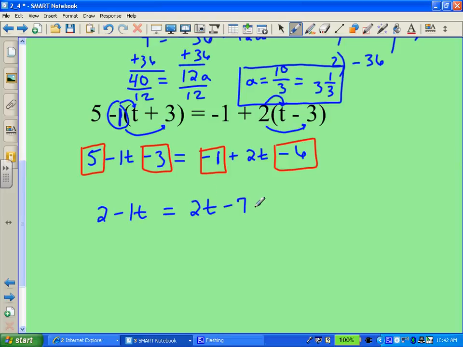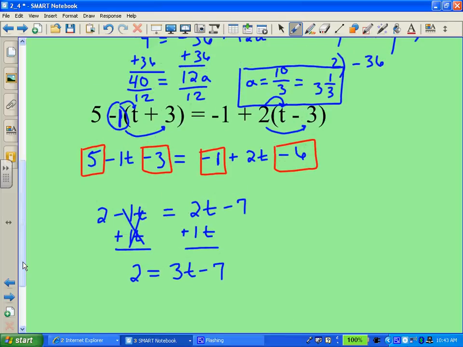Okay, so now I'm down to an equation with variables on both sides. I need to get them together. So let's move this 1t over here with the 2t. These cancel, so I get 2 equals 3t minus 7. Now I'm back to a two-step equation. I ask, what's happening to my variable t? Well, it's being multiplied by 3 and subtracted by 7.